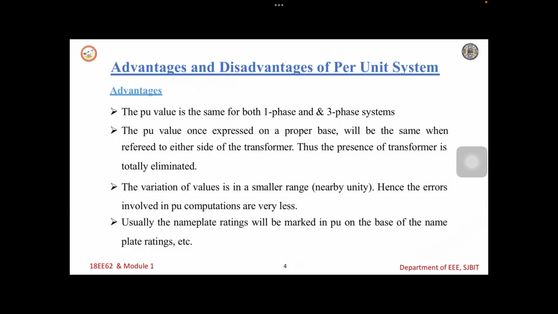Now we will see what is per unit value. Per unit value, if you want to define for any quantity, is defined as the ratio of actual value in any unit to the base value in the same unit. So that means per unit value is equal to the actual value in any unit to the base value in the same unit.